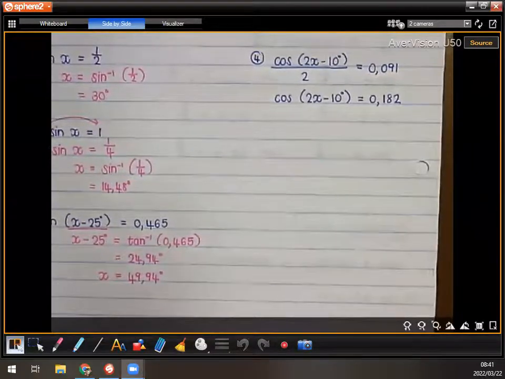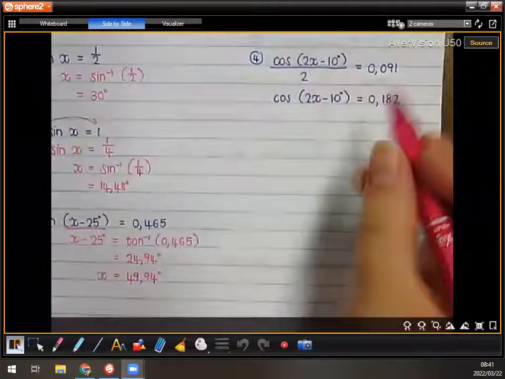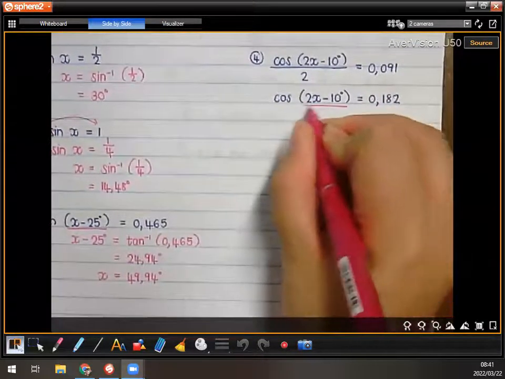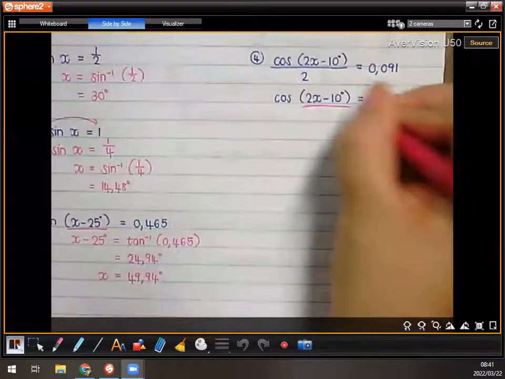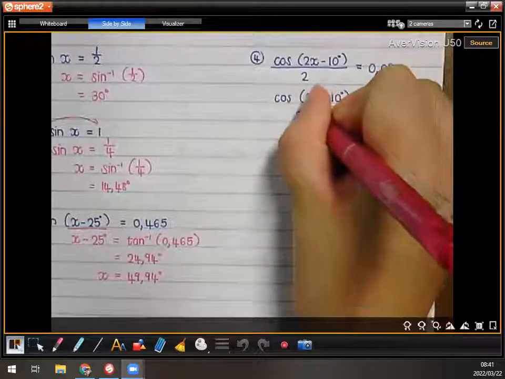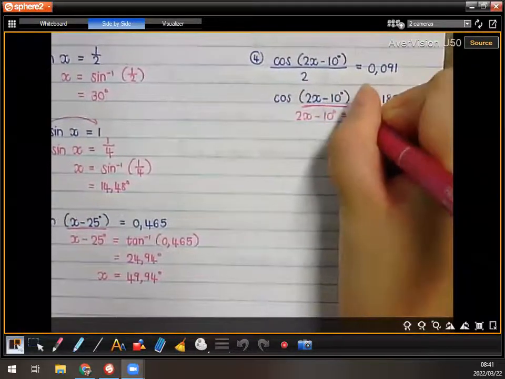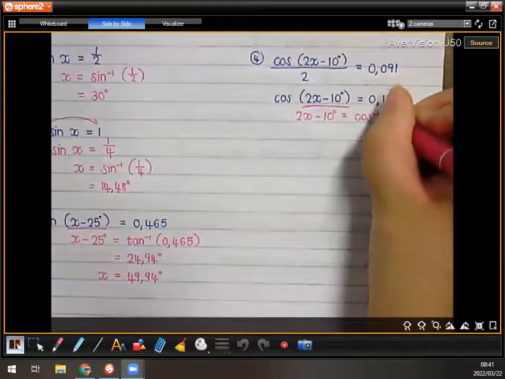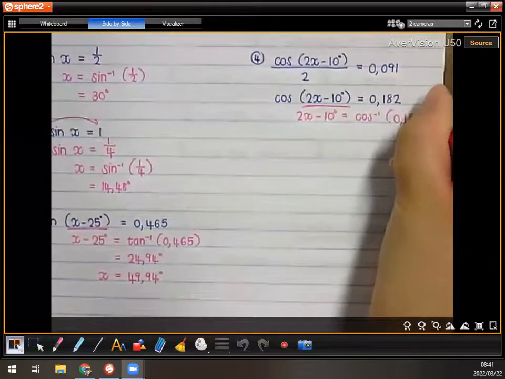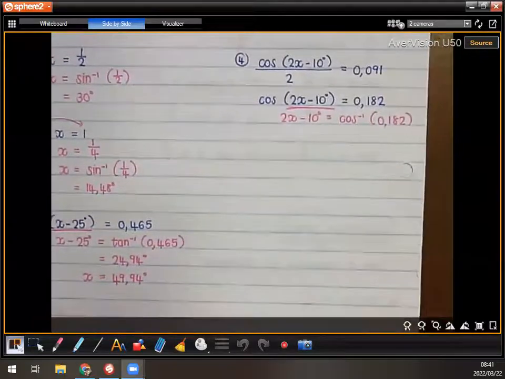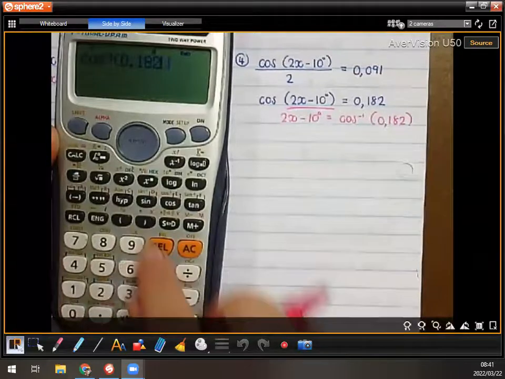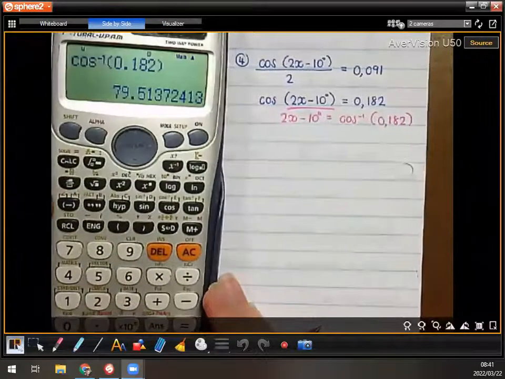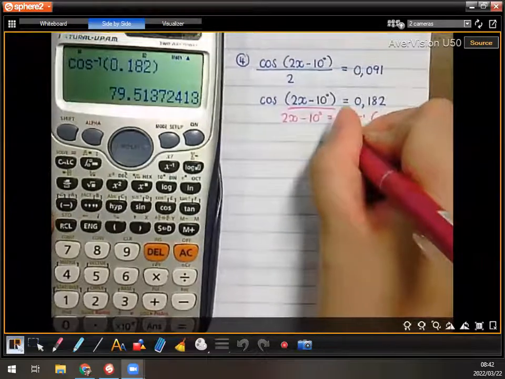Now again, we have a trig ratio and an angle equal to a number. Right? The angle again is just a bit more complicated than these first ones. 2x minus 10. We're going to now say 2x minus 10 degrees equal to shift cos of 0,182. Shift cos 0,182. And we get 79,51 degrees.